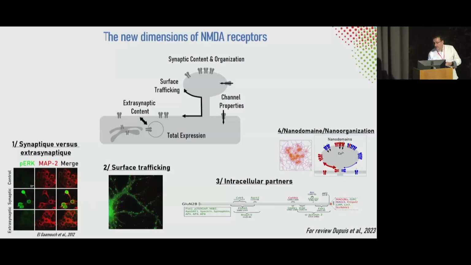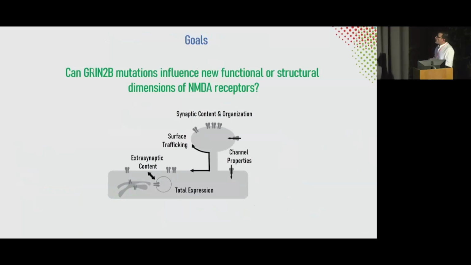And finally, recent discoveries showed that even at the synaptic level, the receptors are not widely expressed and unorganized, but they are really condensed together to make the synaptic transmission more efficient and to increase the quality of the signal. So altogether, all this new dimensional aspect of the receptor has not been really characterized for the GRIN mutations. It's one particularity of our lab, and we are trying to study the impact of some GRIN mutations on this new functional and structural dimension of the NMDA receptor.